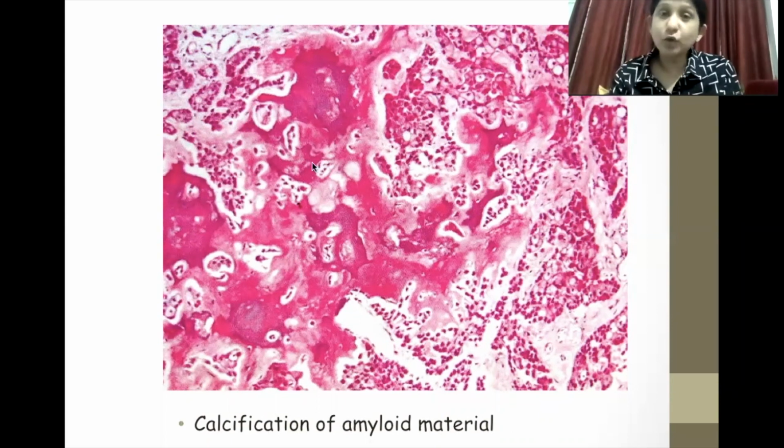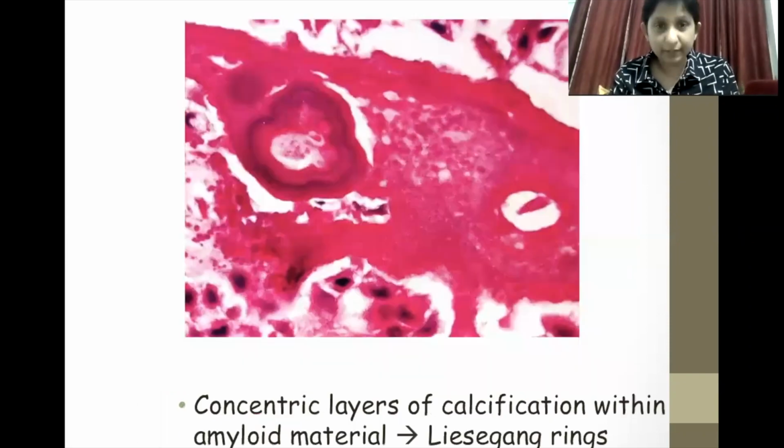So calcification of the amyloid material can give rise to these structures called Liesegang rings. So that's a concentric layer of the Liesegang rings. When I say concentric, I mean to say that it happens in increments. So you can actually see that the calcification here is happening in increments. So these are the Liesegang rings, which are quite characteristic of a CEOT.